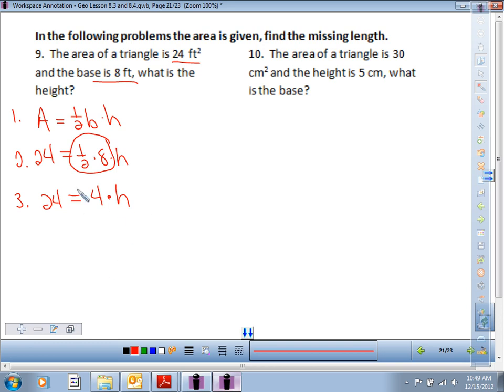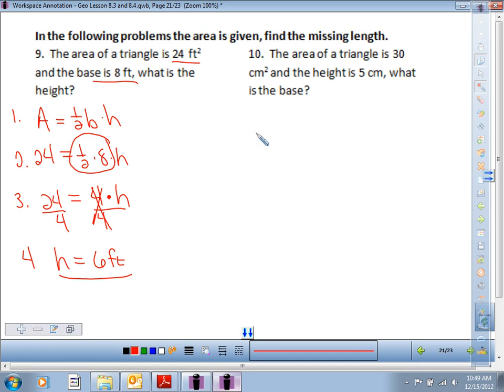Now we have to solve that. So how do we get rid of times 4 here so we have just our height? Well, we divide by 4. So h is 24 divided by 4, which is 6. Okay, now step 4: 1 formula, 2 substitute in, 3 simplify and solve, 4 label. This is the height. The height is a measure of length, so 6 feet is your answer. Right? So let's go to 10.